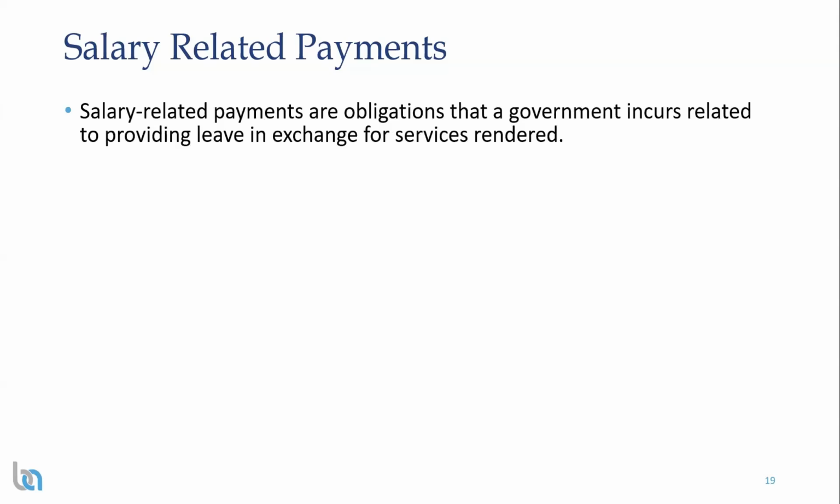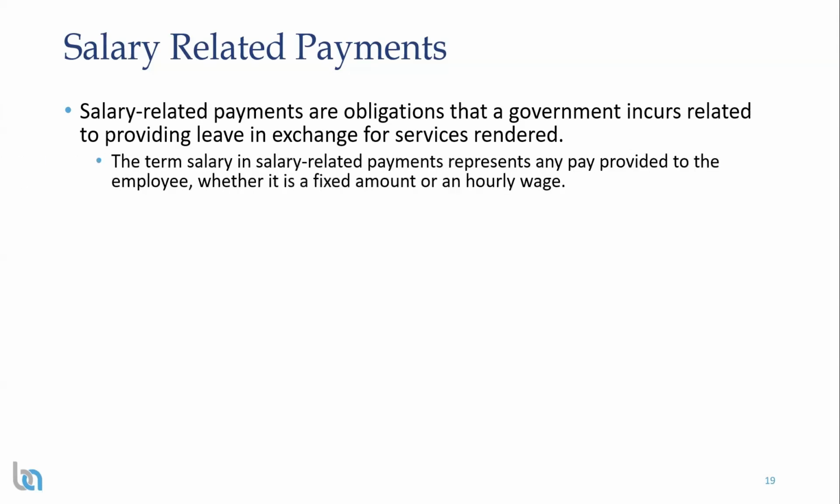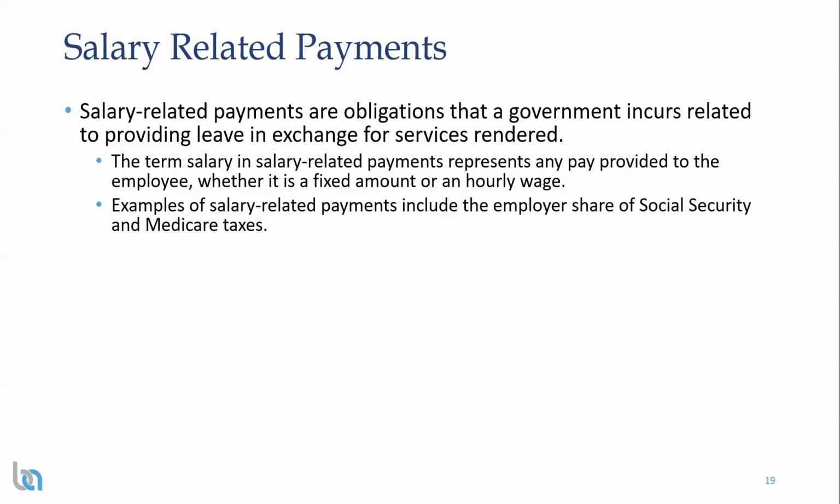So salary-related payments are obligations that a government incurs related to providing leave in exchange for services rendered. The term salary and salary-related payments represent any pay provided to the employee, whether it's a fixed amount or an hourly wage. Examples of salary-related payment will include employer share of Social Security and Medicare taxes. It can be many other things, like if you make contributions to a 457 plan, for example, as you make salary payments to employees, that's a salary-related payment. If somebody uses their vacation, you're still making those contributions to their deferred comp plan when you're making their salaries.